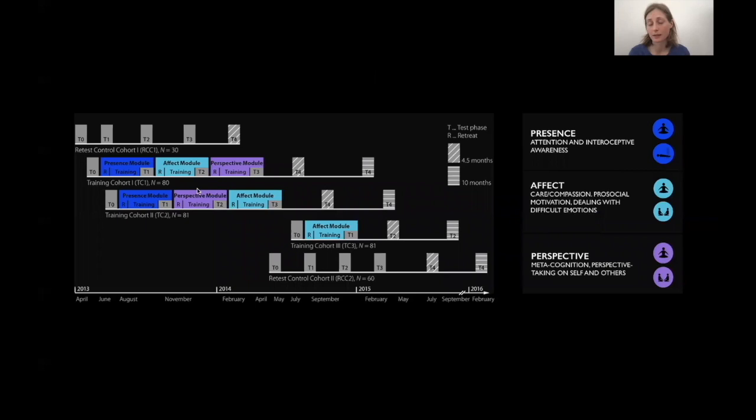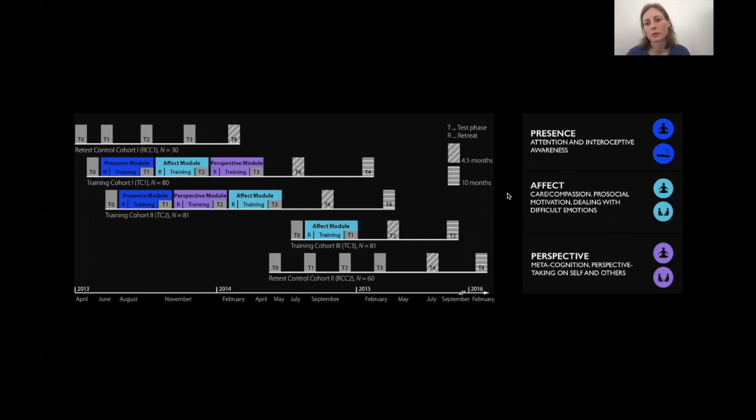And then we had a training design where we trained presence, affect, and perspective taking. This was a training of 3 months in 3 blocks with 2 training cohorts and a retest control cohort that didn't undergo any training, but did undergo behavioral and imaging testing, where we imaged structural but also functional tasks and resting state data. There were 80 individuals in each training cohort, so 160 individuals, and the retest control cohort was 90 individuals.